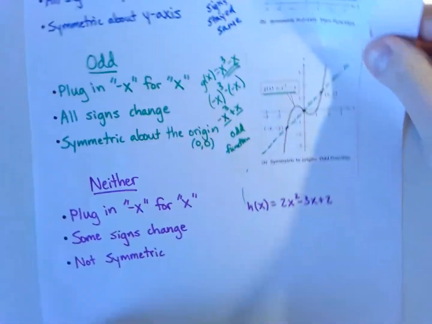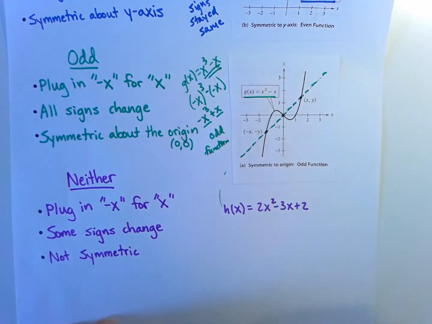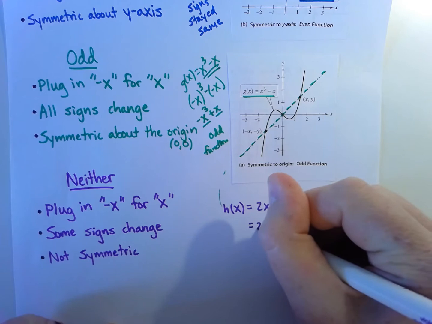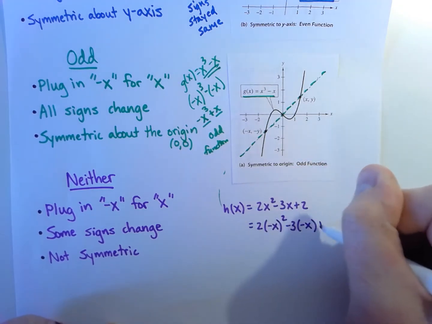And then let's look at an example of what would be neither. So neither is when you plug in negative x for x, but then only some of the signs change, and we say it's not symmetric. So I just wrote out an example, 2x squared minus 3x plus 2. So if we substitute negative x in place of x, let's see what happens.